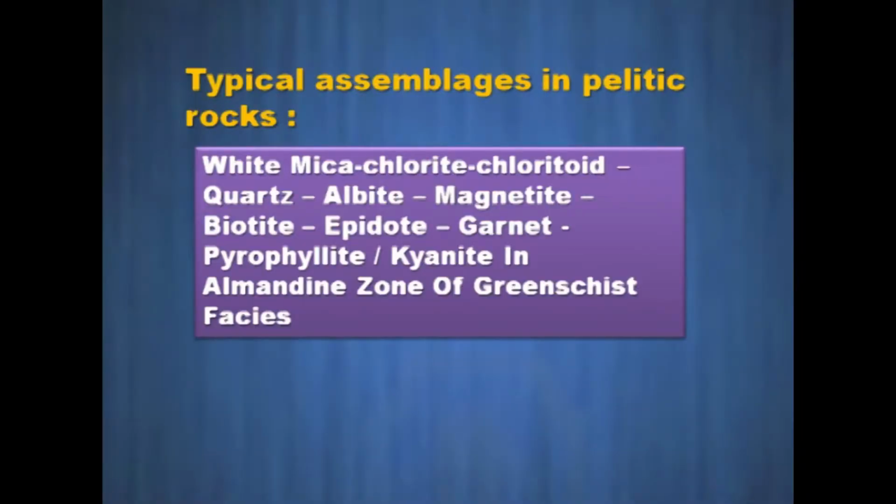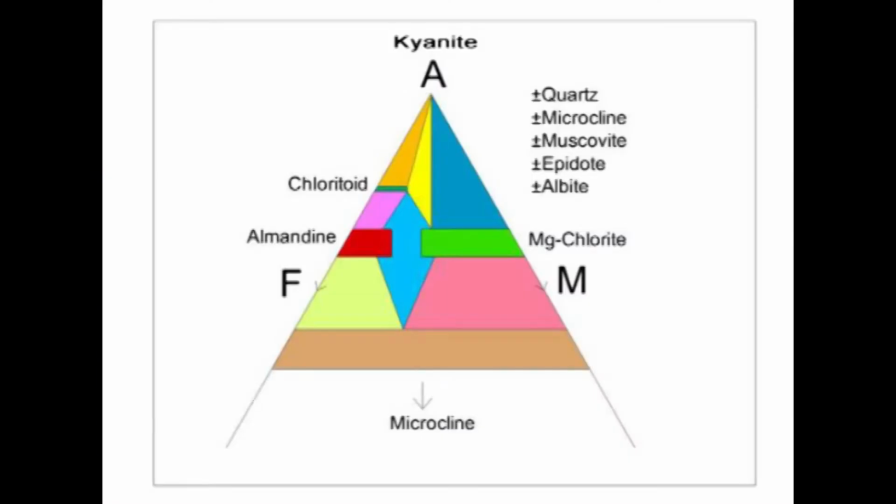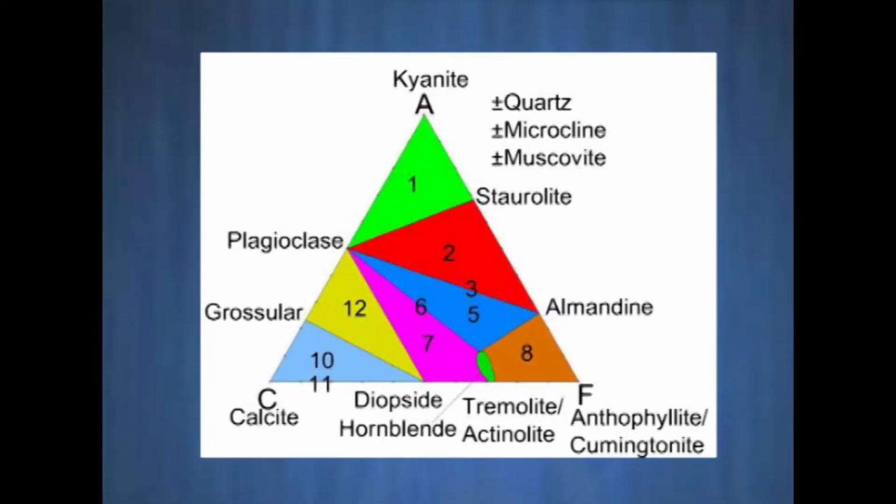Typical assemblages in pelitic rocks include white mica, chlorite, chloritoid, quartz, albite, magnetite, biotite, epidote, garnet, pyrophyllite, kyanite in an almandine zone of greenschist facies. The greenschist-amphibolite facies boundary is a broad zone. The disappearance of albite marks the maximum upper limit of the greenschist facies. Thus, albite, like pyrophyllite, is absent from amphibolite facies rock.